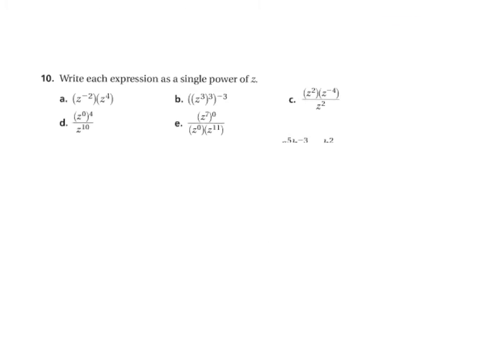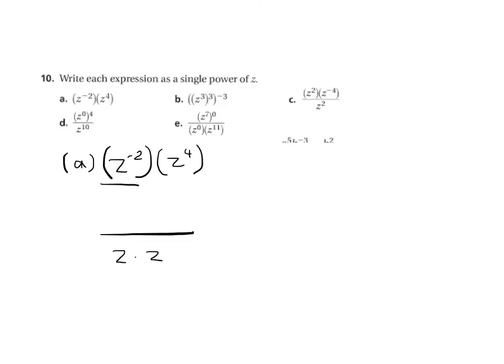Next problem. Write each expression as a single power of z. So let's do A. The negative power is the power under the bar. So we have z to the negative 2nd times z to the 4th. So z to the negative 2nd power means we have 2 copies of z under the bar, and here we have 4 copies of z on top of the bar.